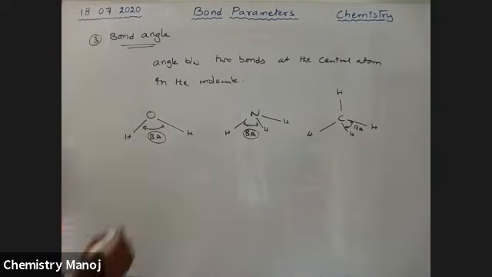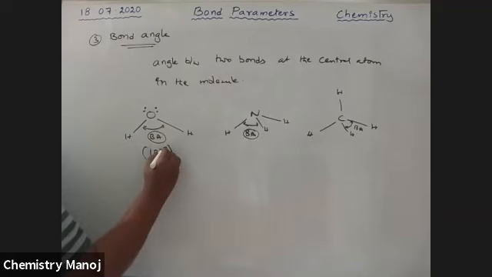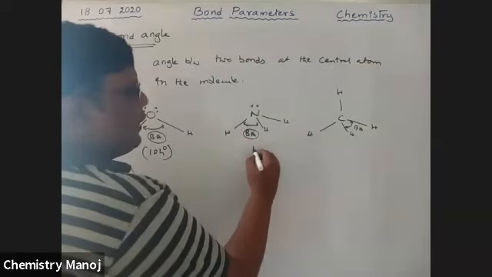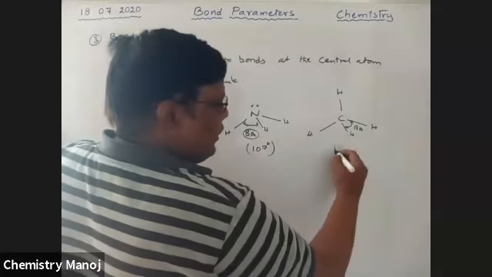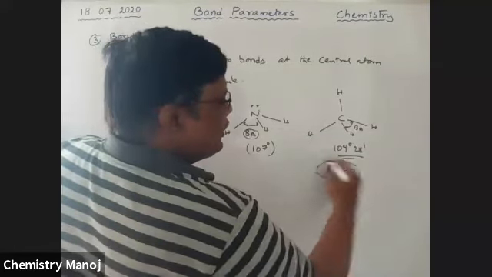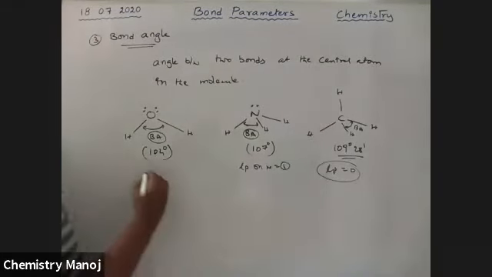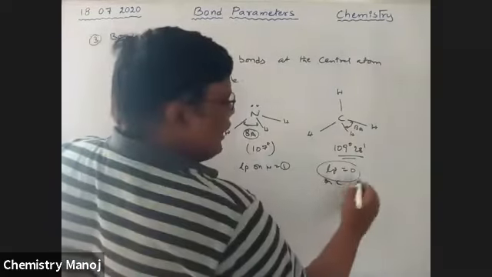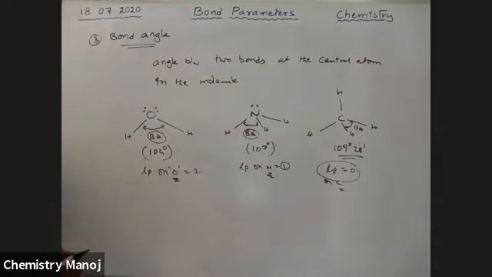See here. Here oxygen has two lone pairs, and the bond angle is 104 degrees. Here nitrogen has one lone pair, and the bond angle is 107 degrees. Carbon has no lone pair, and the bond angle is 109 degrees 28 minutes. So here lone pairs on carbon is 0, on nitrogen is 1, on oxygen is 2. Oxygen, nitrogen, carbon are the central atoms.